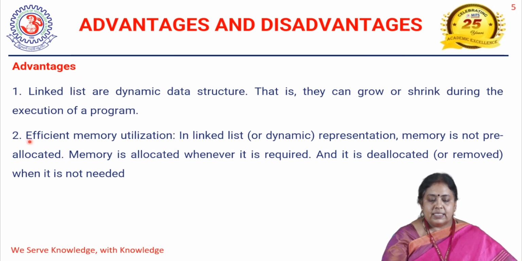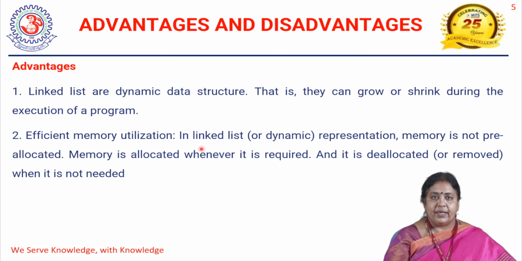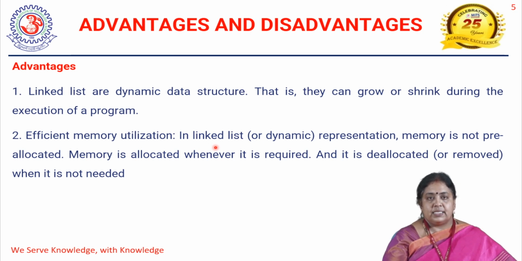Our next advantage is efficient memory utilization. Here we can utilize the memory efficiently. Instead of wasting the memory, we can go for the dynamic representation. If we go for an array, suppose you declare the array a of 10, then 10 memory locations are allocated for the array. Even if we have 5 elements in the list, the remaining 5 will be wasted.